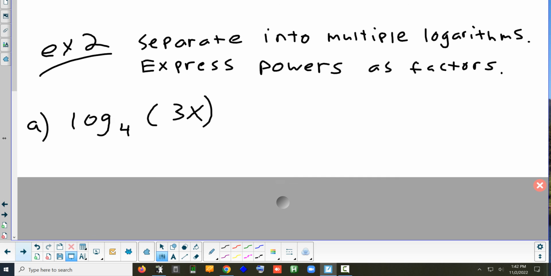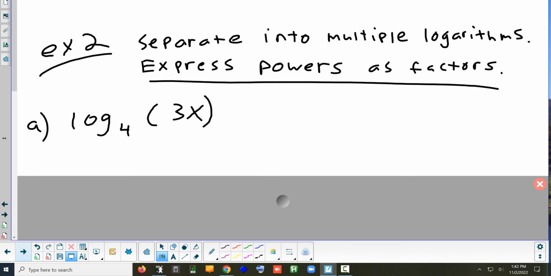All right, so let's try splitting some of these logs apart. That last sentence that it says, express powers as factors. What that means is, do not leave exponents in the final answer. If you get an exponent, move it in front. That's what that last sentence is saying.